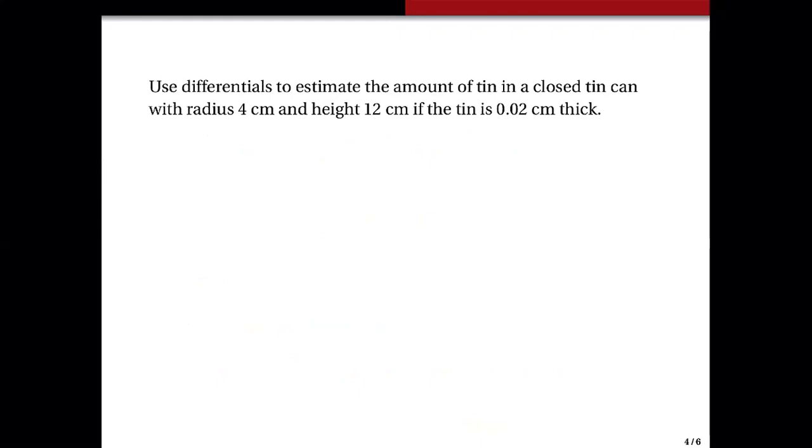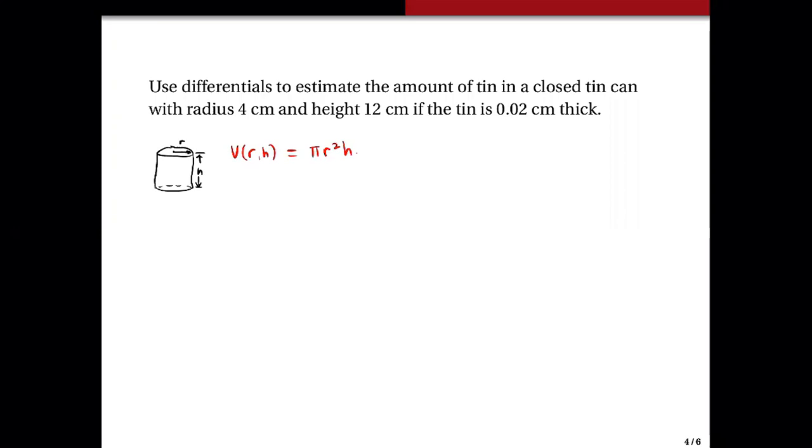Next problem here. Use differentials to estimate the amount of tin in a closed tin can with radius 4 cm and height 12 cm if the tin is 0.02 centimeters thick. So based on the data, let us assume that the tin can is actually a right circular cylinder. Let's just visualize that. We have this tin can here, with the radius R and the height H. Therefore, the volume of this right circular cylinder in terms of R and H is equal to pi R squared H.